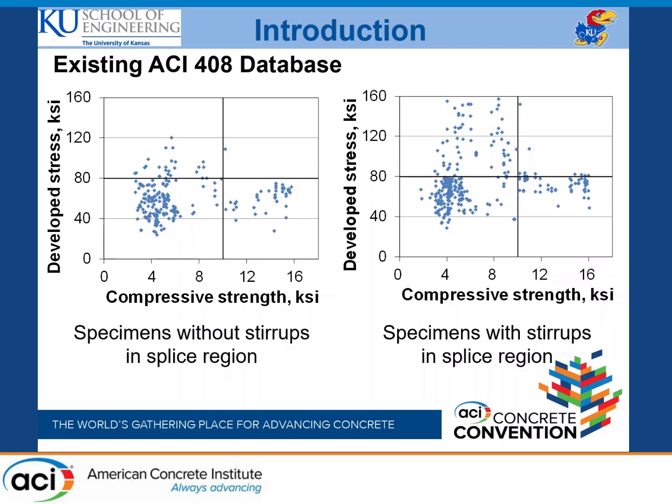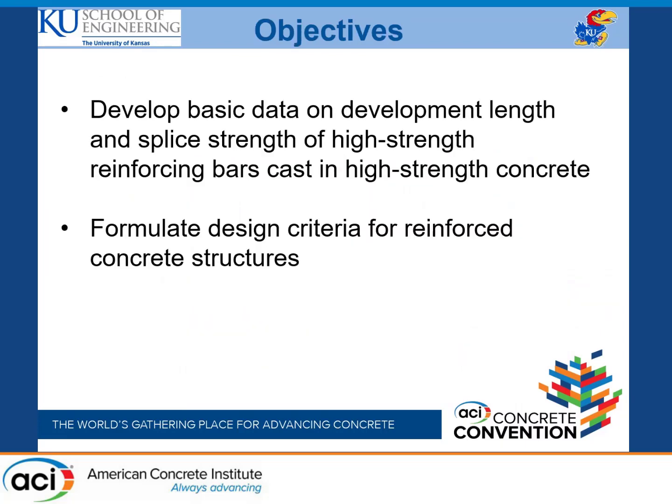Nowadays, high-strength steel and high-strength concrete are common, and ACI could also use high-strength steel, grade 100 steel. But if you see the top right quadrant in both charts, we don't have any data yet. So to use the high-strength materials efficiently, we are basically targeting to develop basic data for high-strength rebar cast in high-strength concrete, and to formulate design criteria for reinforced concrete structures. These are the objectives of my research.